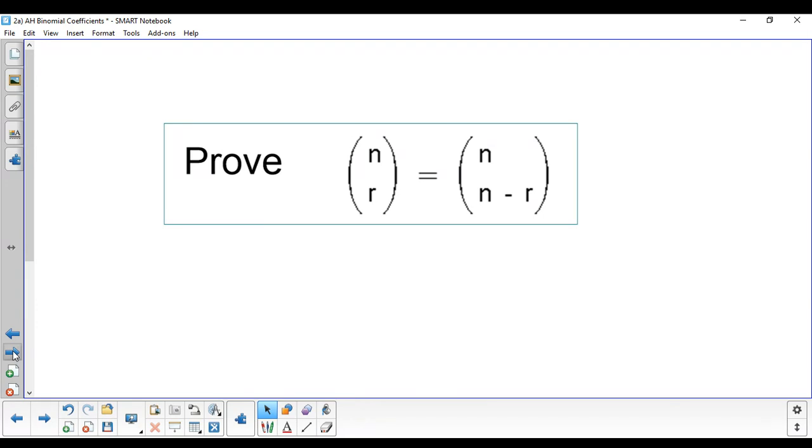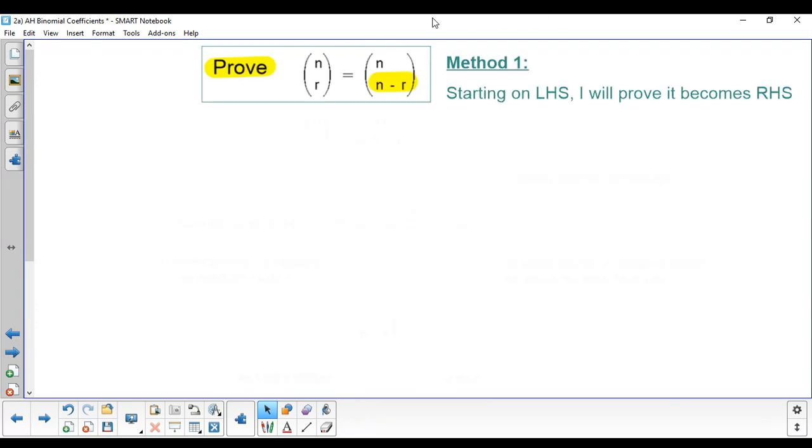Okay, so we're going to prove it. I'm going to show you 2 ways to prove it. When you go to prove something, you could start with the left-hand side and prove if it becomes the right-hand side. So nCr is n factorial over r factorial and (n − r) factorial. But what we're actually looking for is to end up with n minus r on this side here if we were going to write this in the same format.